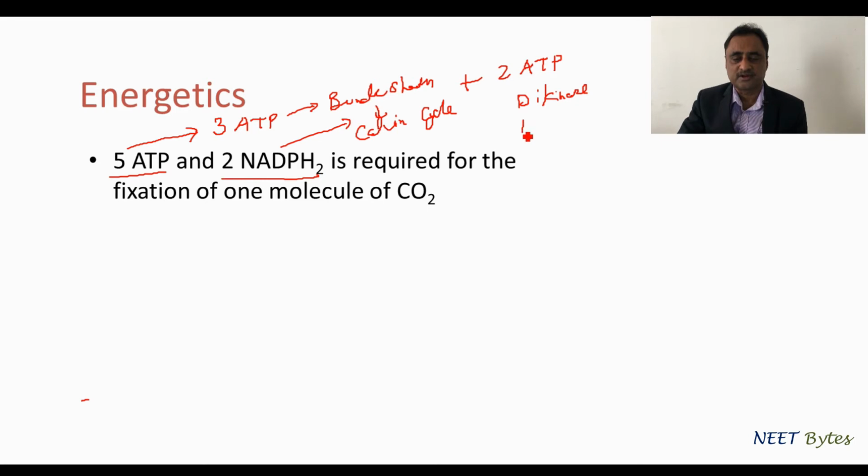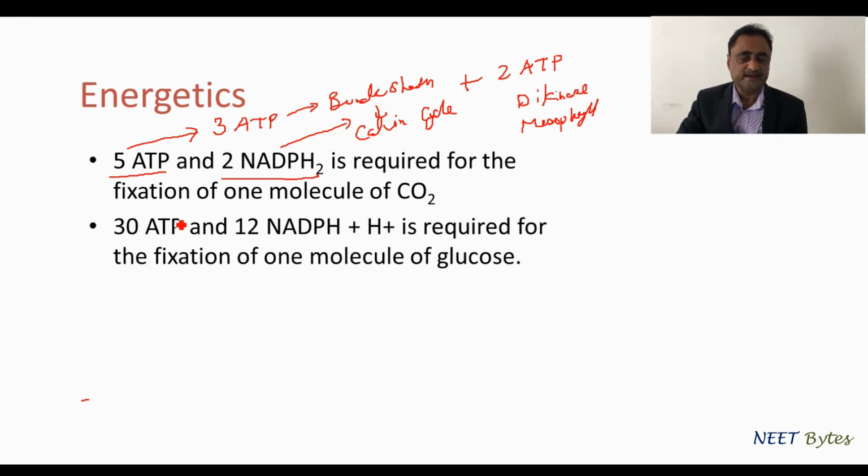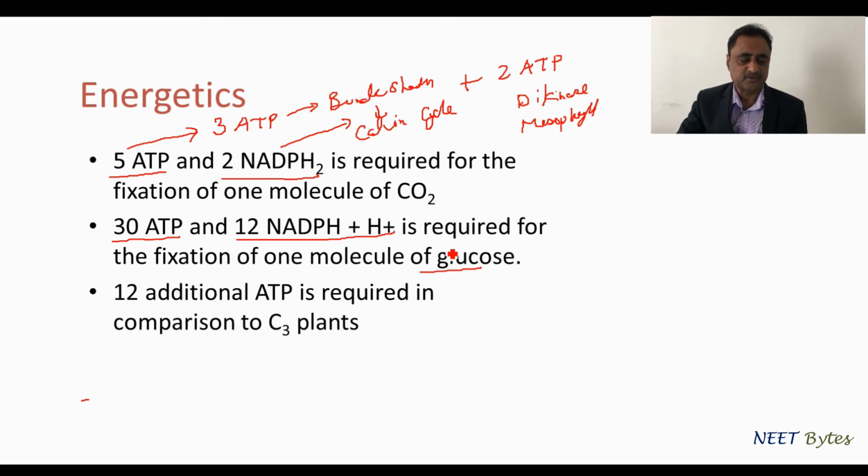That is going to occur in case of mesophyll, right? So we can say altogether 30 ATP and 12 NADPH is required for the fixation of 1 molecule of glucose. And if you compare with the C3 plants, then additional 12 ATP is required in comparison to the C3 plants, right?